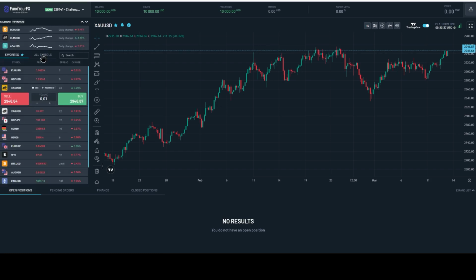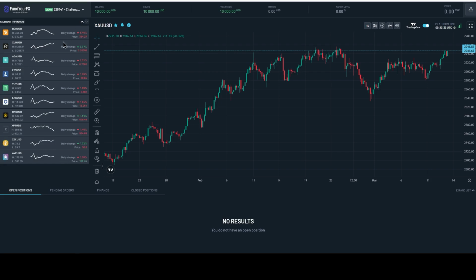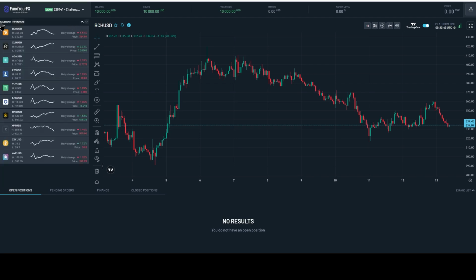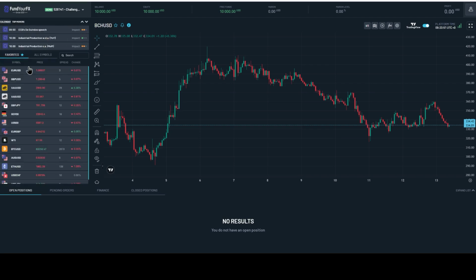Top movers, I'm guessing you could probably set that yourself. So those are the top movers anyway. Very good. I'm not sure if you can edit that, but you can click on each market and have a look at it and trade it if you want to. I'm going to go back to the calendar. I quite like that. Okay, then I've got my list of markets that I might want to trade.